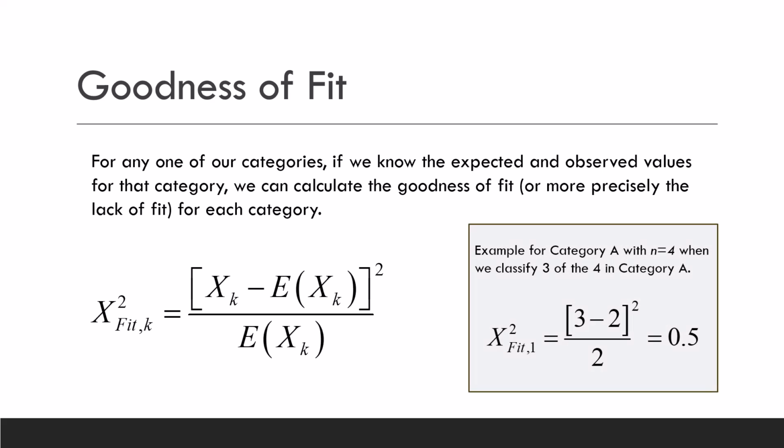Here's an example. For category A with n equals 4, when we classify 3 of the 4 in category A, then we would take 3 minus 2, that is our observation minus what we expected, square it, and then standardize it by dividing it by what we expected, which is 2. So the x square of fit for category 1 is 0.5.